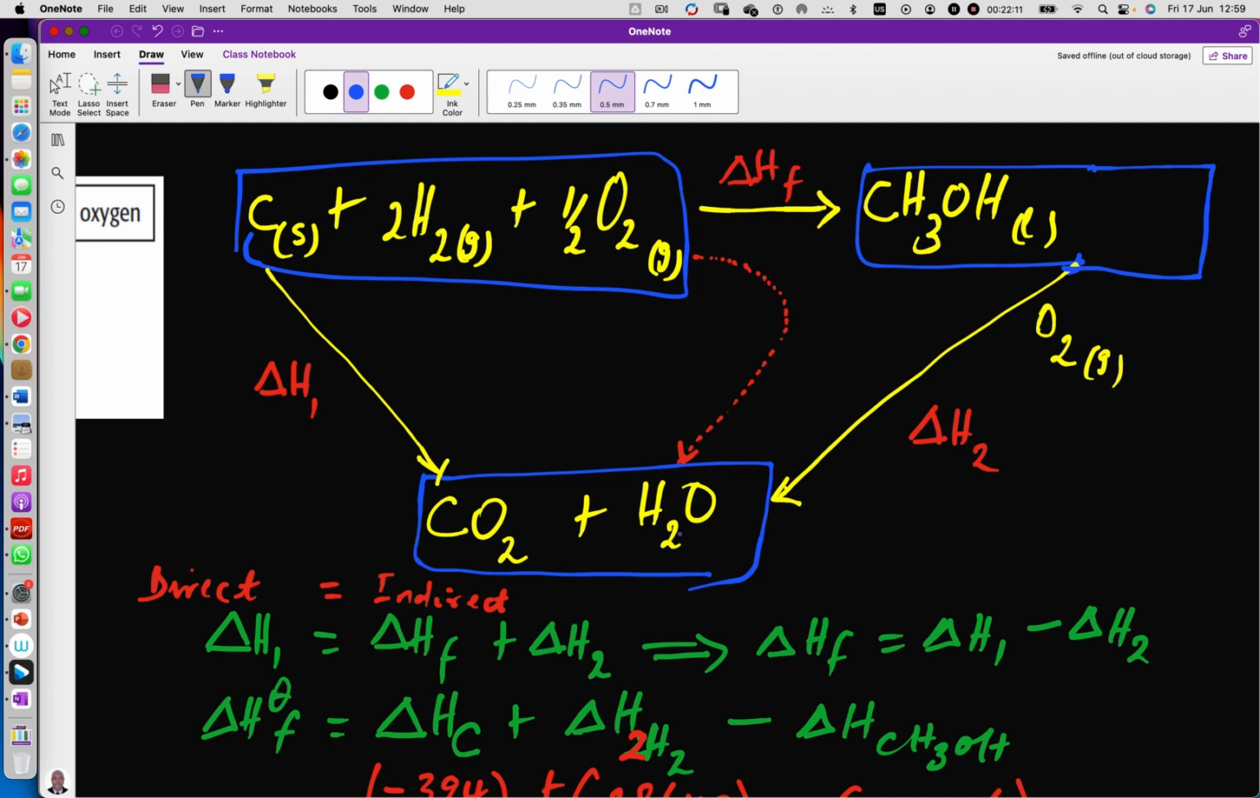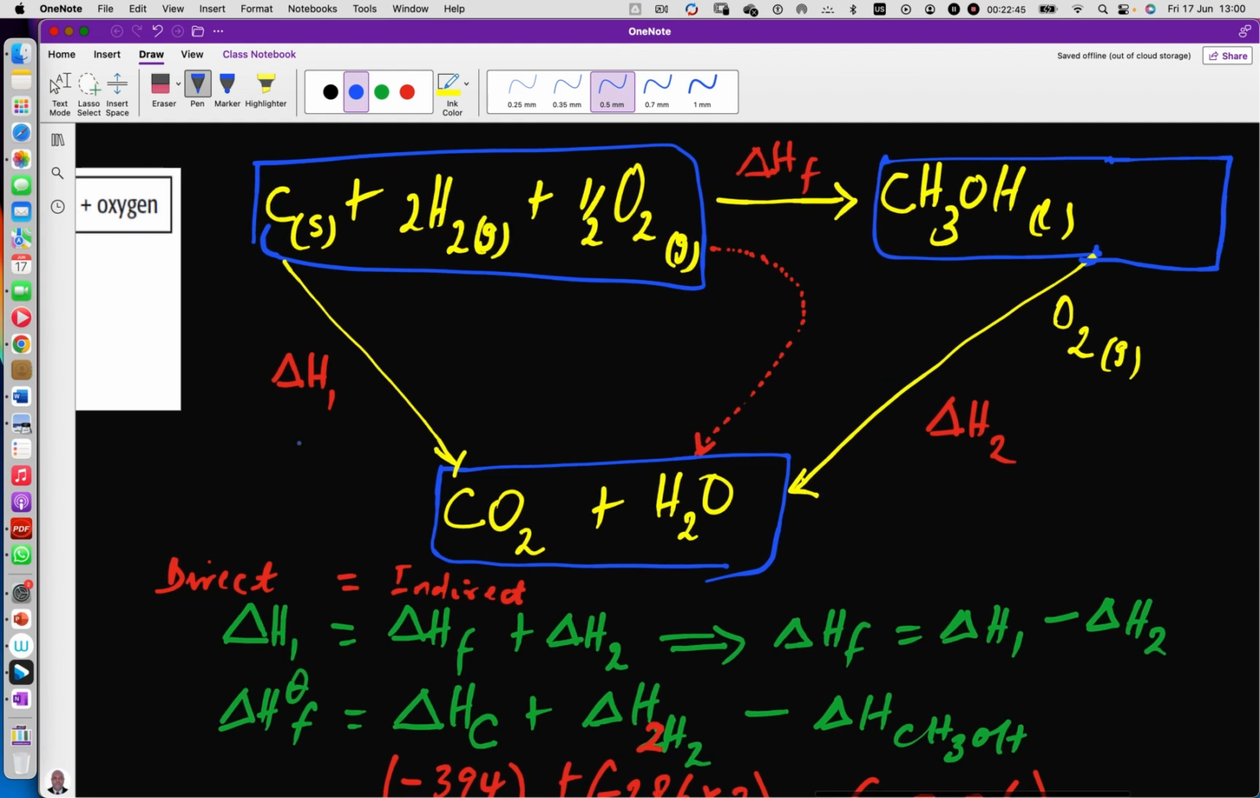There are 3 atoms of oxygen here. These are also 3. We'll undergo this. This is enthalpy 2. So we can now have carbon dioxide and water by forming methanol and combusting methanol. That is the indirect route, and it involves enthalpy of formation and enthalpy 2. Then we can go directly from carbon plus hydrogen and the oxygen directly to carbon dioxide. This is the direct route, which is enthalpy 1.